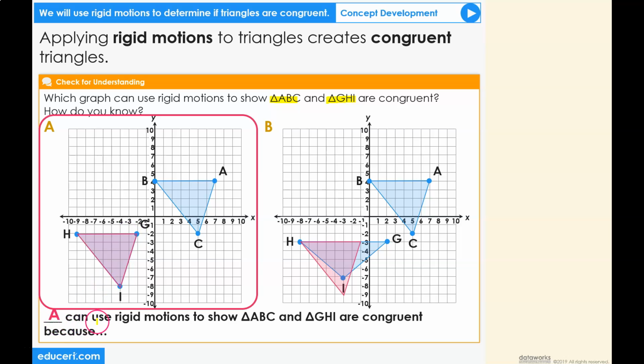Graph A can use rigid motions to show that triangle ABC and triangle GHI are congruent, because their shapes overlap perfectly after one rigid motion. This is the rigid motion of a translation, sliding the shape over and then down.